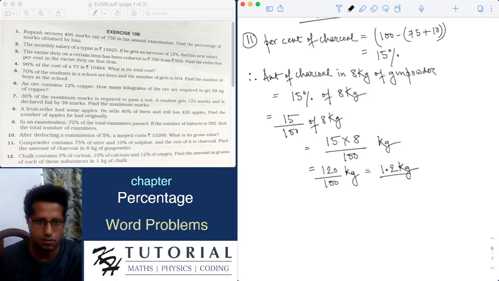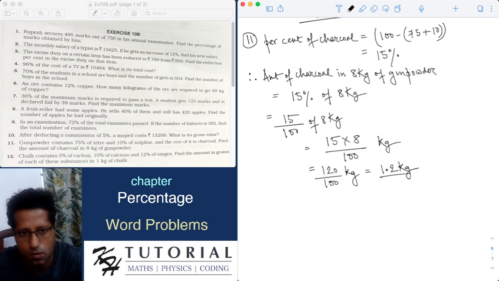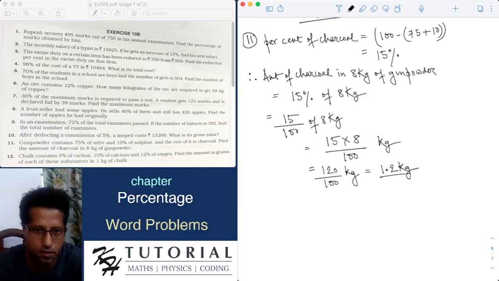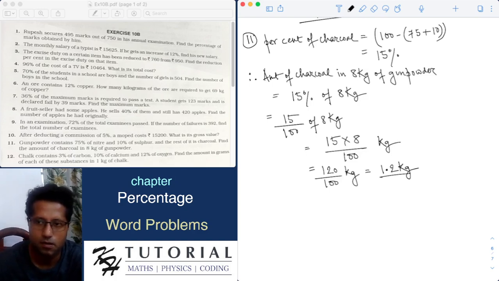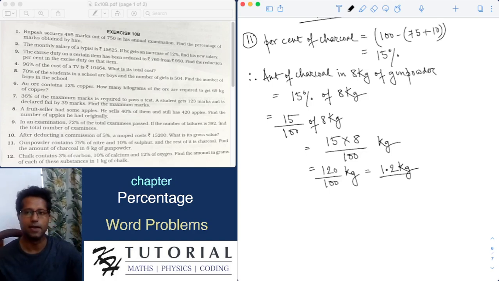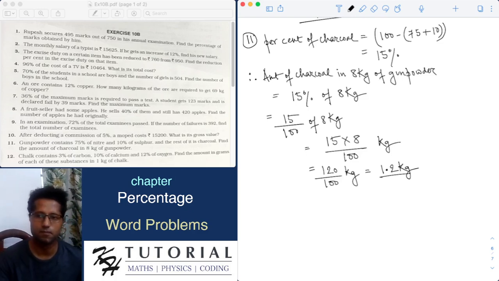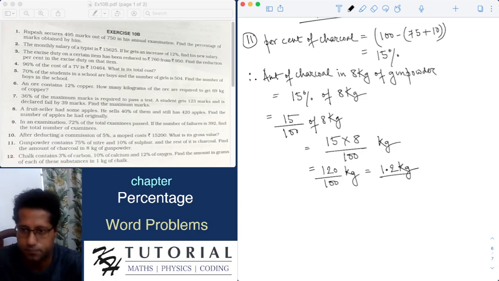a gunpowder contains niter, sulfur and charcoal. So the percentage of niter and sulfur is given to be 75% and 10% respectively. So from that we can find the percentage of charcoal in the gunpowder, which will be 100 minus 75 minus 10, which is 15%. The 15% is the amount of charcoal in gunpowder, and it is asking what will be the amount of charcoal in 8 kg of gunpowder. That will be 15% of 8 kg, and this turns out to be 1.2 kg. Okay.